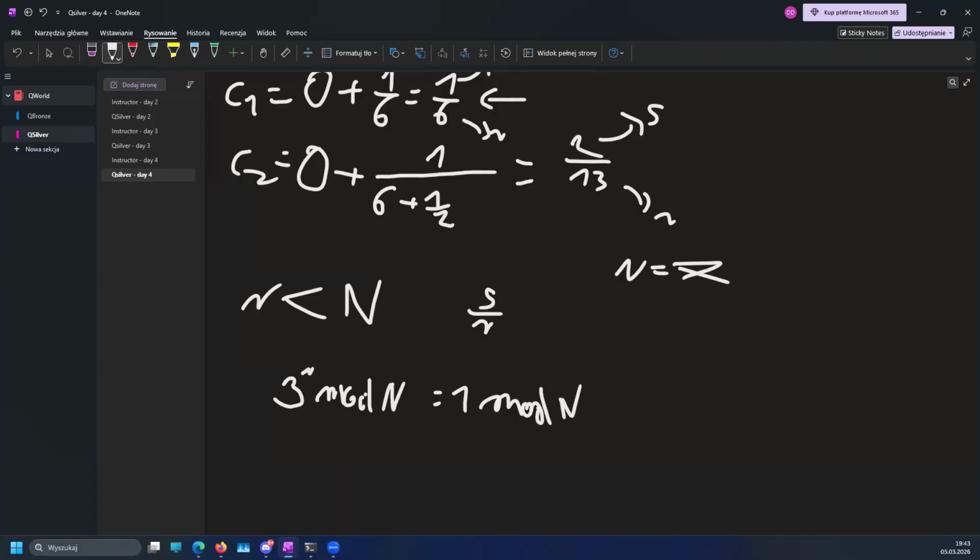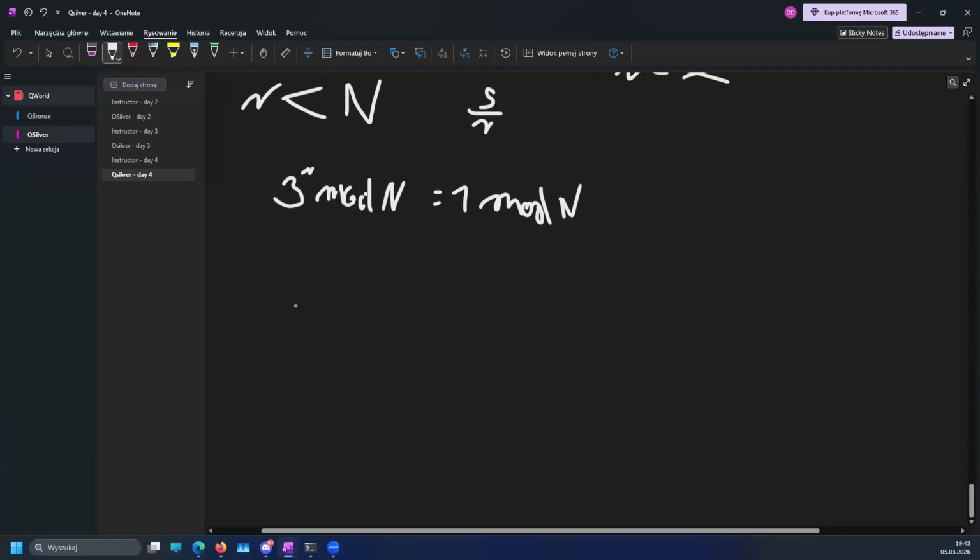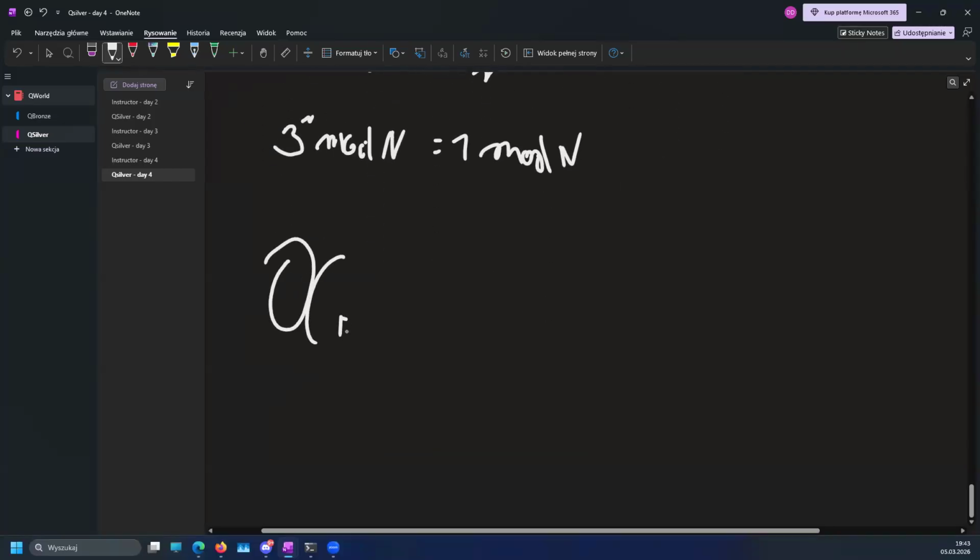And the efficiency of this algorithm, in big O notation, is like O(n^3). So this is polynomial, yes?